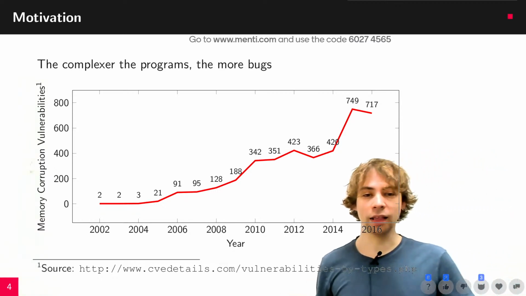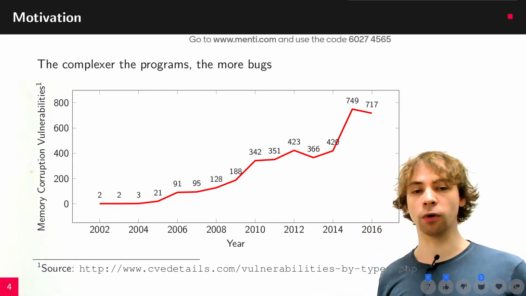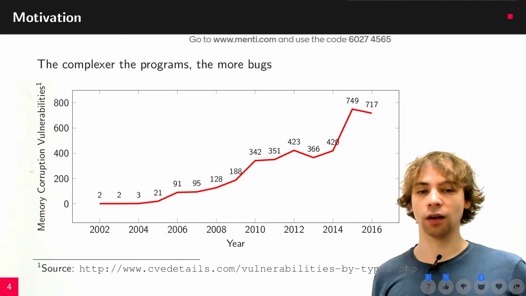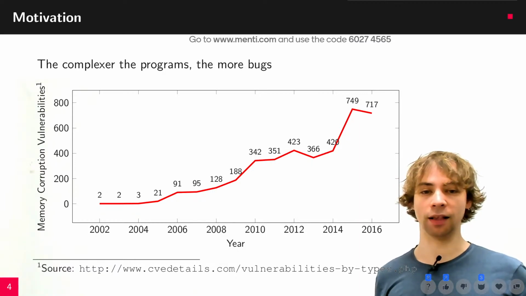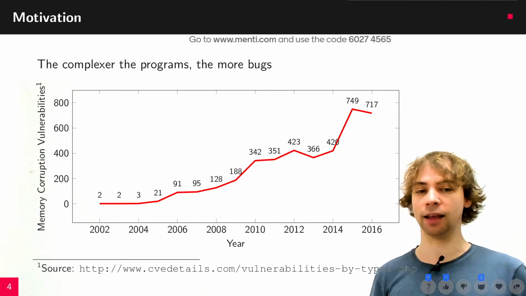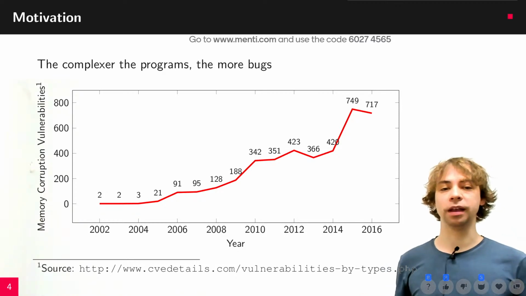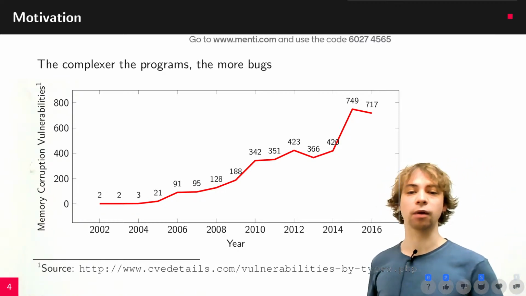So this is the CVE database from MITRE. That's a US organization that tracks common vulnerabilities and exposures. That's what CVE stands for, common vulnerabilities and exposures. And that's just publicly known information on security vulnerabilities that we collect there.